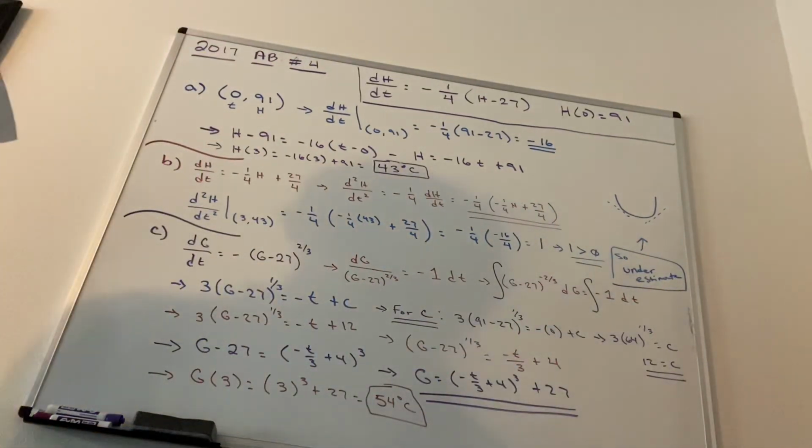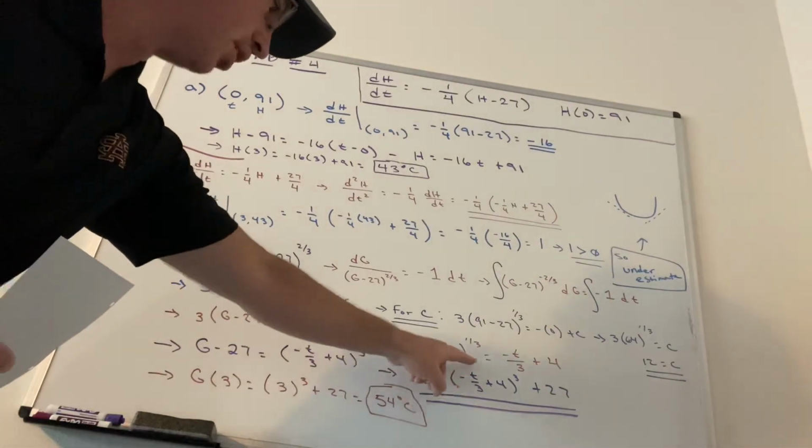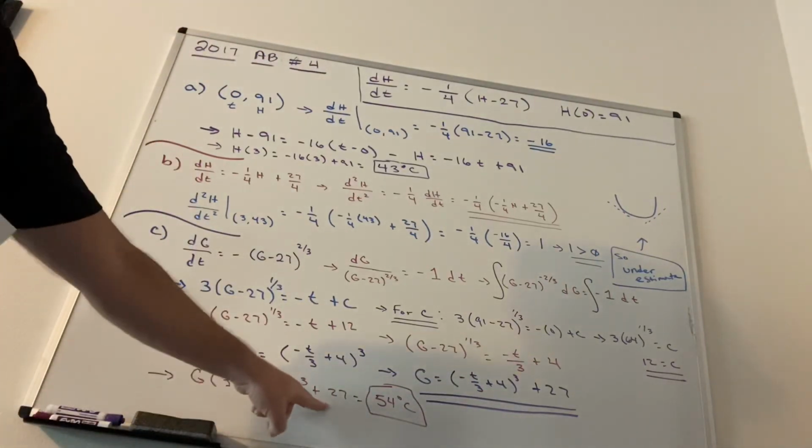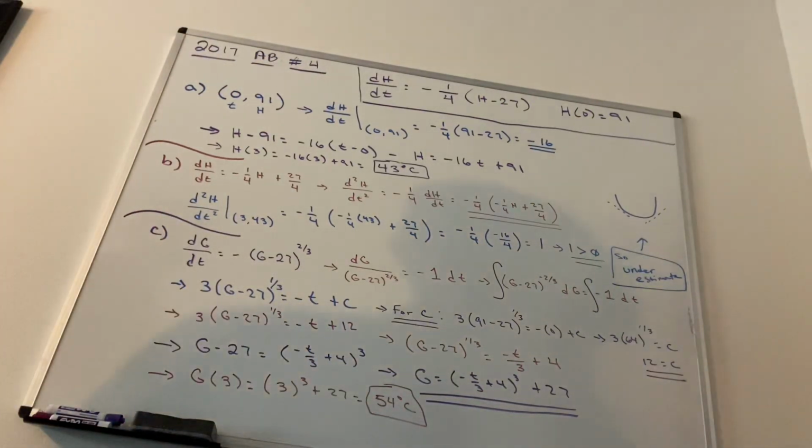Then you're supposed to use that to determine the internal temperature at time 3. So now wherever you see t, you can put a 3. If I put a 3 right there, that's obviously now negative 1, and negative 1 plus 4 is 3. So 3 cubed plus 27 is 54.